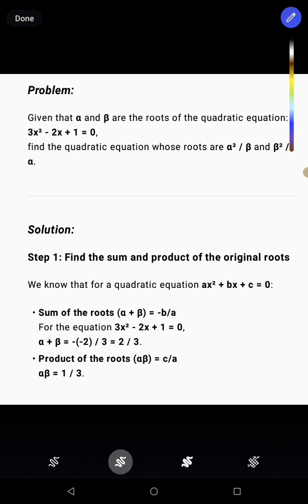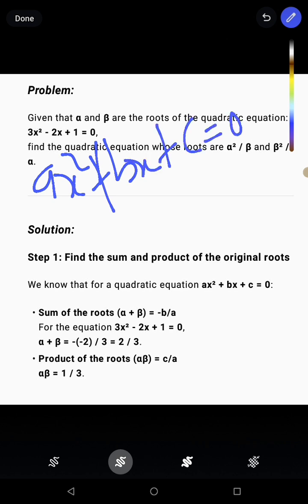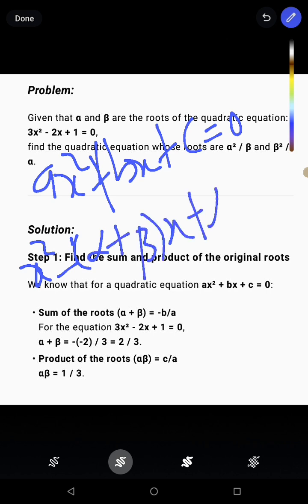But actually, the standard quadratic equation is ax squared plus bx plus c equals 0. Now, given that alpha and beta are the roots, if you reverse the order, that is, getting a quadratic equation from its roots itself, you get your new equation in the format x squared minus (alpha plus beta)x plus alpha beta equals 0. This is what you get. Do you get what I'm saying now?